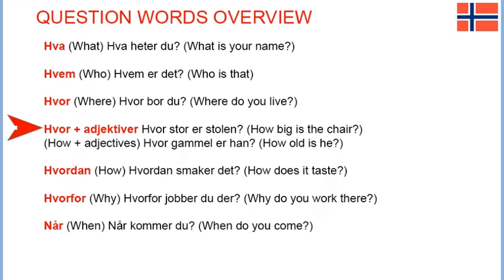And of course, this is how small, how fast, etc. There are numerous adjectives you can ask with. Just remember here we use hvor and not hva or hvordan, which would be the Norwegian how. But alone, without an adjective, for how you use hvordan. Hvordan smaker det?